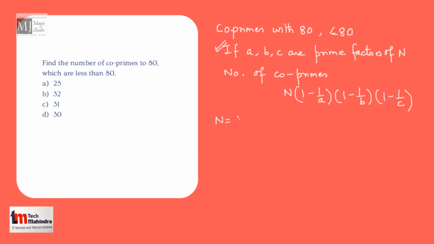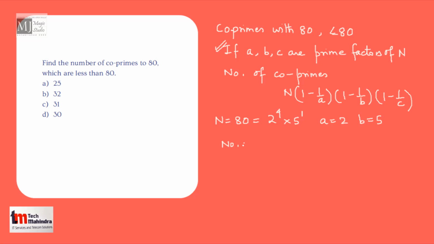Now our n is 80. 80 is 16 into 5, that is 2 to the power 4 into 5 to the power 1. So in case of 80, we have A equals 2 and B equals 5. We have only two prime factors, 2 and 5.